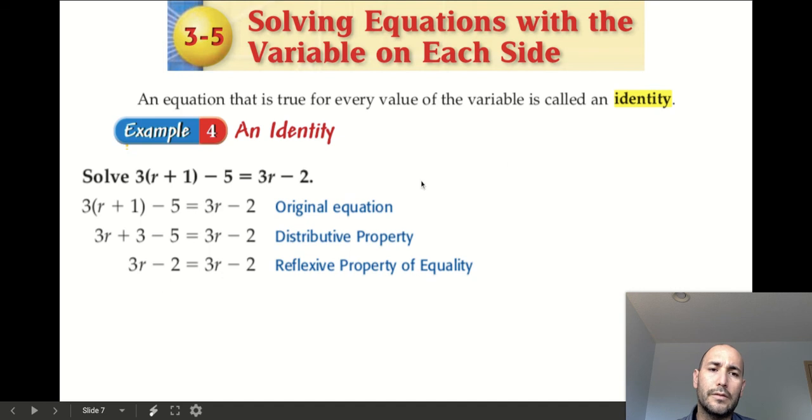If you notice, that is identical. The left side of the equal sign and the right side of the equal sign are identical. This is what's known as an identity, because if I were to put in any value for r, both sides of the equation will always be equal. Always, right?